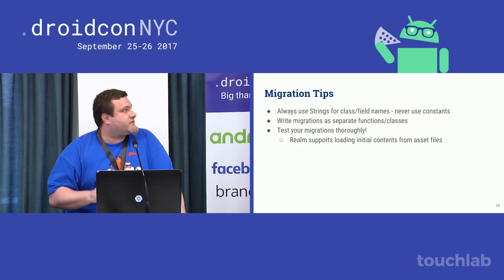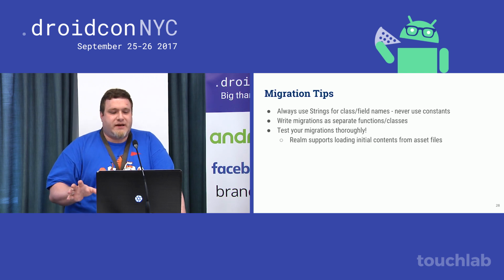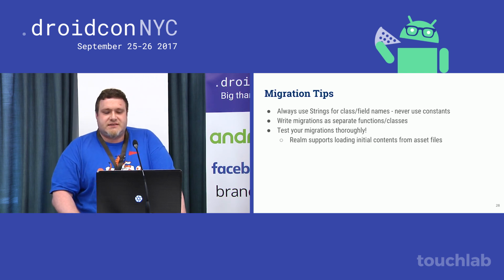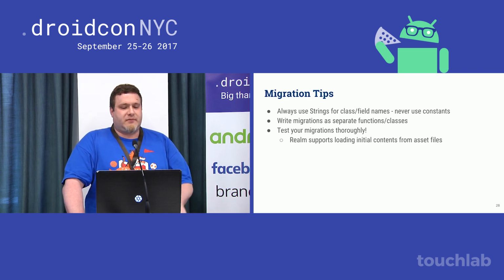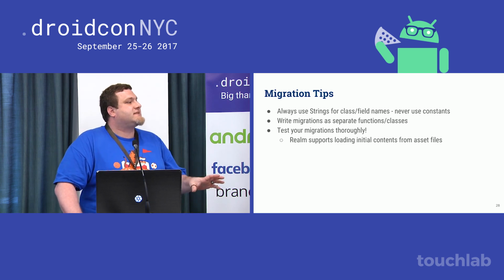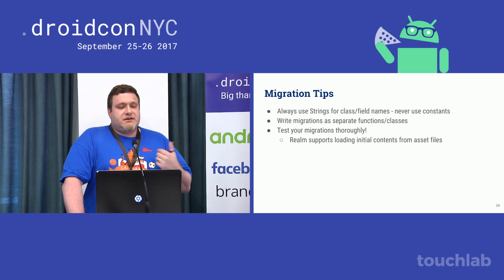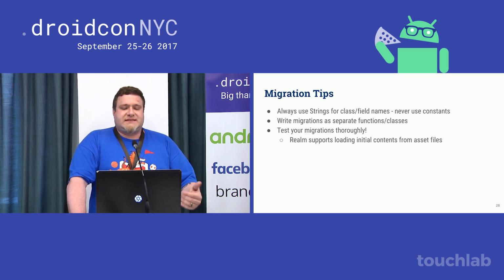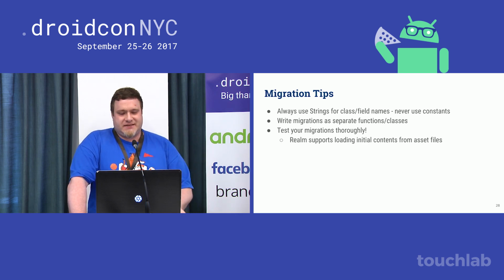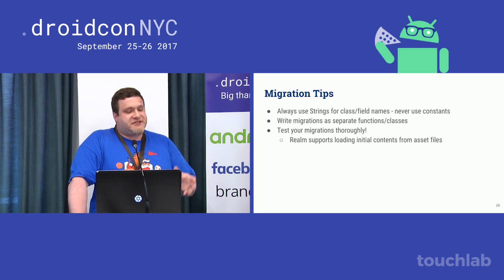So here are a few tips for running your migrations in a safe way. One, always, always, always use strings for your class and field names. That protects you from accidental drift, right? Never use a constant that could change out from under you in your migration code. Two, write your migrations as separate functions or classes. If you have just one mega method with a bunch of if statements, it's really easy to mess up the conditionals and end up running the wrong migration.